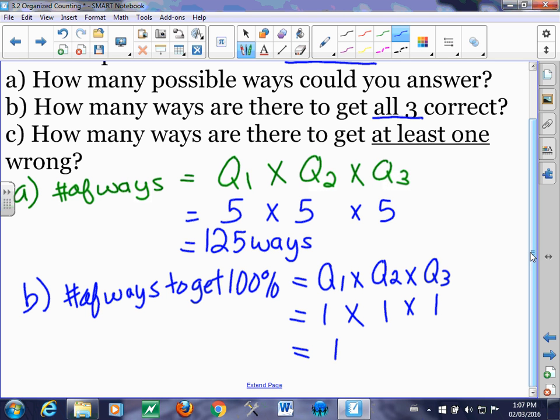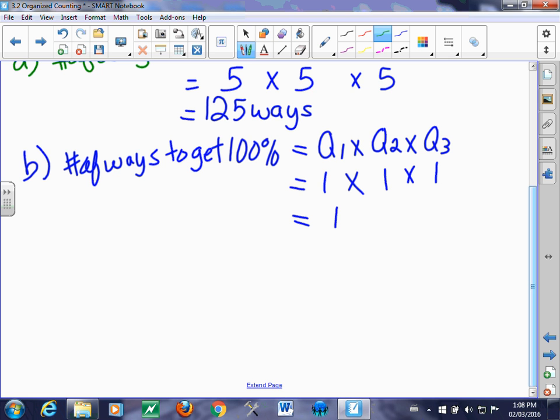Hopefully that's okay. Here's where we get into some difficulty, and this is where it takes a while. Make sure you have an organized solution. You may solve it a little differently than I do, and I'll show you 2 different methods. So C, how many ways are there to get at least 1 wrong? I'm going to show you that there's 2 different ways we can solve this. We can solve it using the direct method or the indirect method, and I'll explain each as I go.